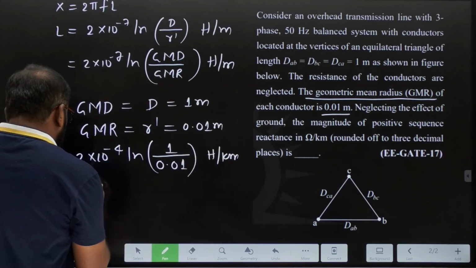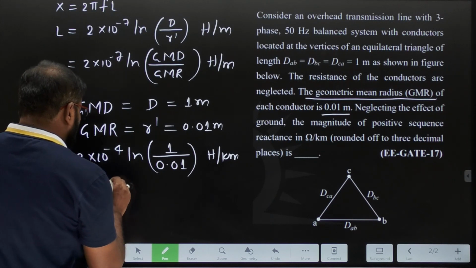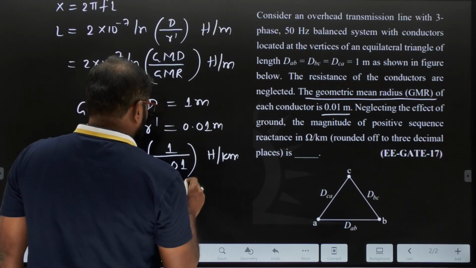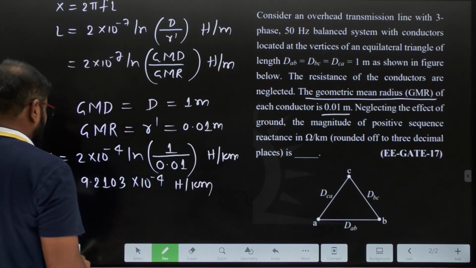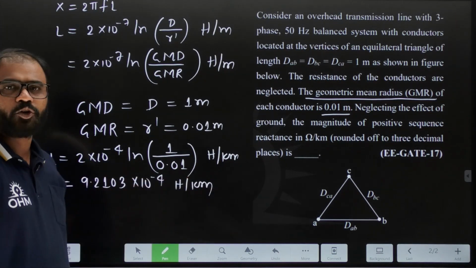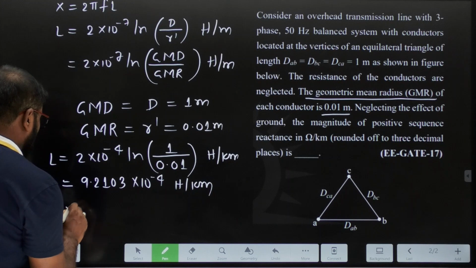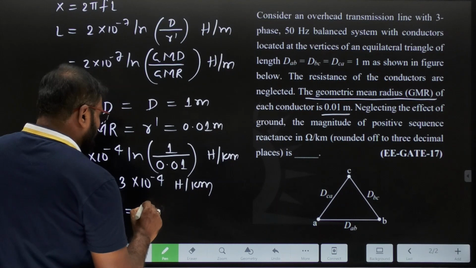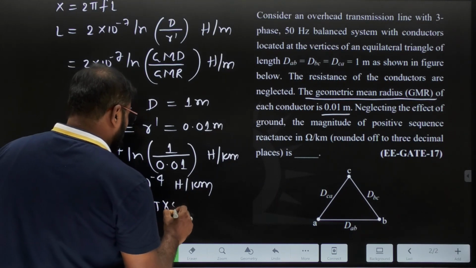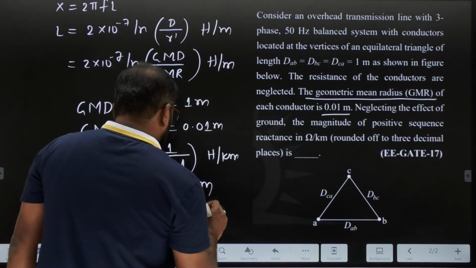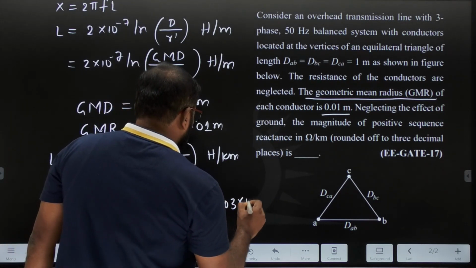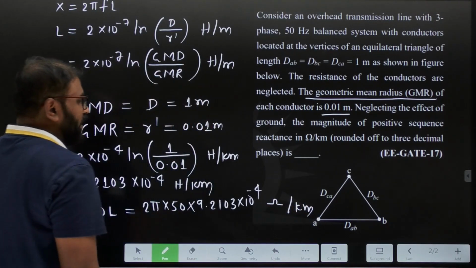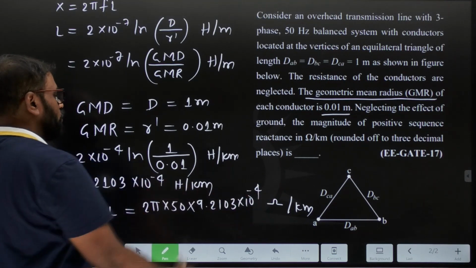Now, if I solve this, we get 9.2103 into 10 power minus 4 Henry per kilometer. Now if you multiply this answer with 100 pi, that is the answer for the question. Let's multiply this with 100 pi because X equal to omega L. Omega is 100 pi, 2 pi into 50. So 2 pi into 50 into 9.2103 into 10 power minus 4, and this is in ohms per kilometer. Henry per kilometer multiplied with omega will give you ohms per kilometer.